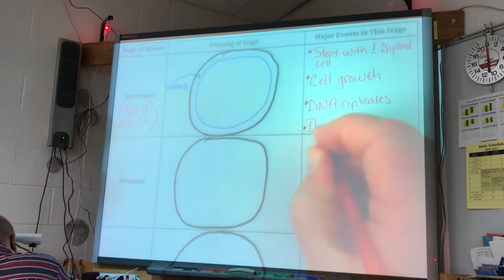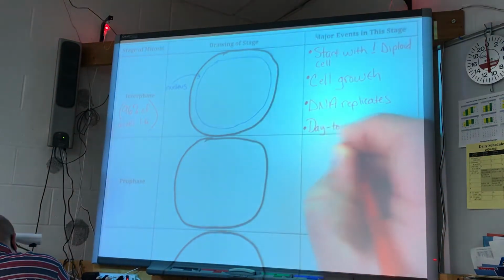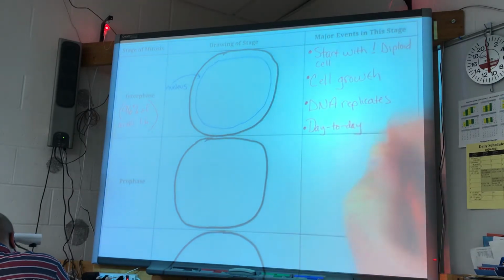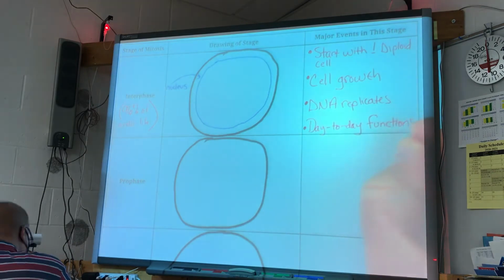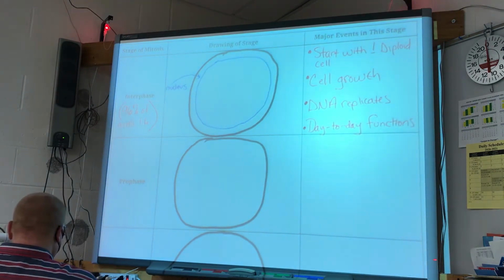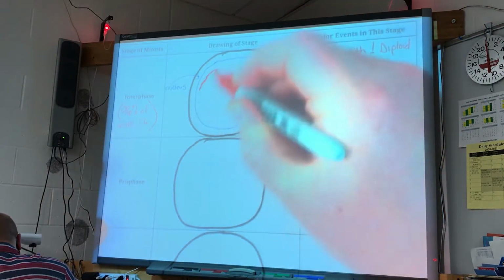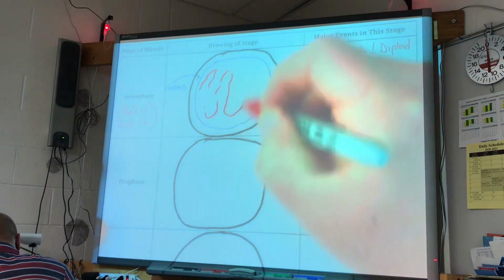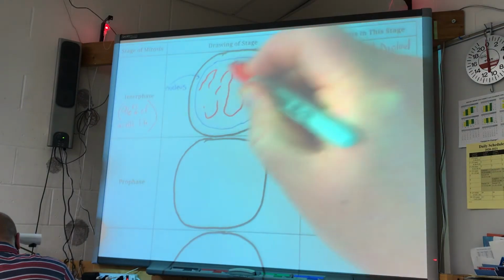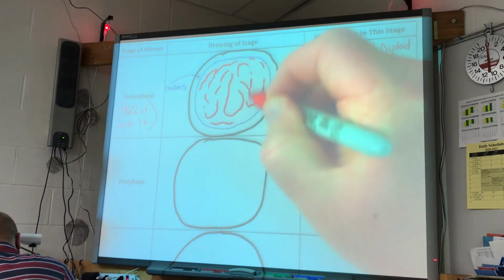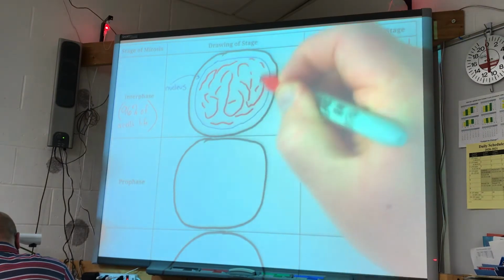It does muscle stuff. If it's a blood cell, it does blood cell stuff. If it's a bone cell, it does bone cell stuff. It does its day-to-day function, is what we often say. Whatever that cell is designed for, specialized in, is what it does most of its life. 90-ish percent of its life is spent doing this.